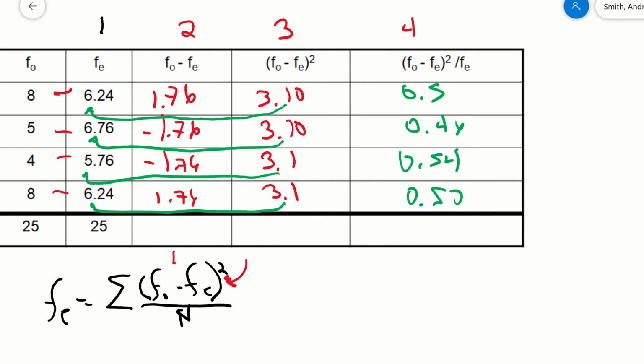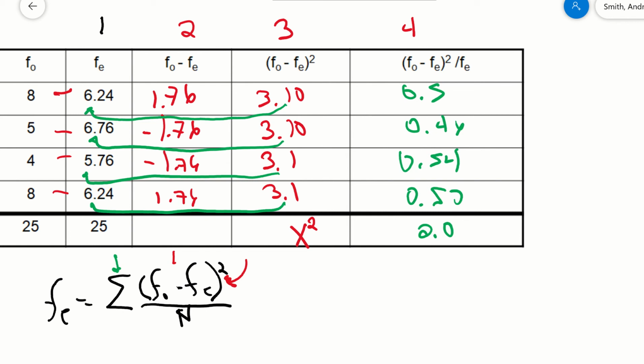Okay, so we see this uppercase sigma. It means to add everything up, right? So that's the final thing we have to do, right? Our final step is that we add all of these up, and we get 2.0. So in essence, our chi-square is 2.0. So we've discovered that our chi-square is 2.0, right? And that's how we determine chi-square.